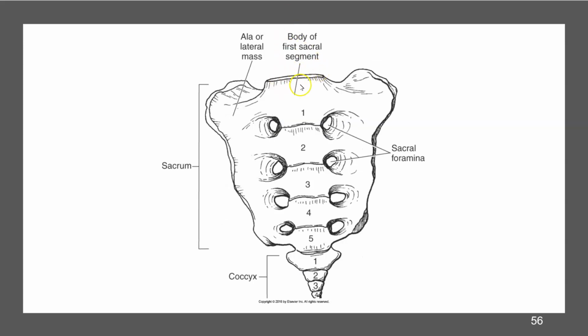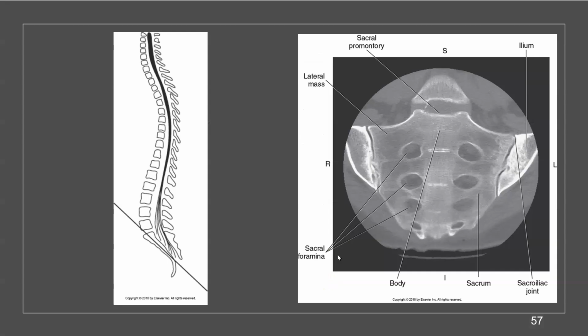Sacrum. So here is the body of the first segment. Here's your ala, that's what I call it, or lateral mass, either one. You have your sacral foramina. You have your coccyx, 4 to 6 depending, so 1 through 5 for your sacrum. So there's 5 different bodies, and your coccyx can have 3 to 5 segments.